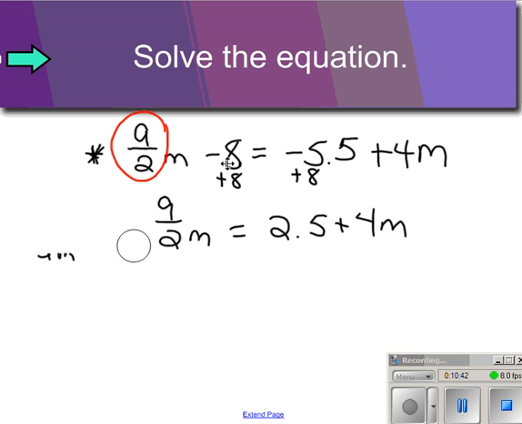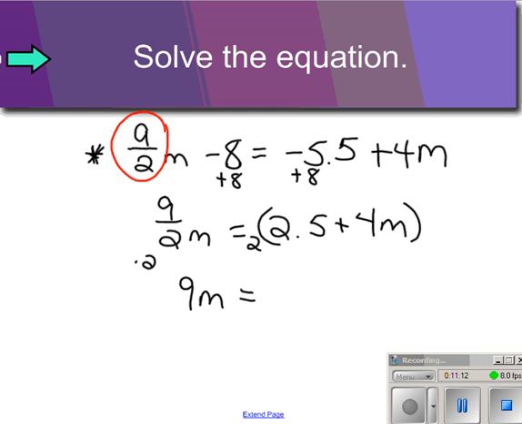The other way I could do it is this. I know that by reversing an operation, I can eliminate something. 9 over 2 is a division. So if I take 9/2 m and I times it by 2, I can get rid of my 2. So I'm going to times this side times 2 and end up with 9m. If I times this side by 2, I then have to times this entire side by 2.